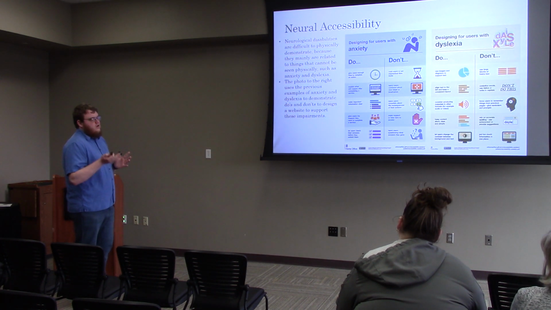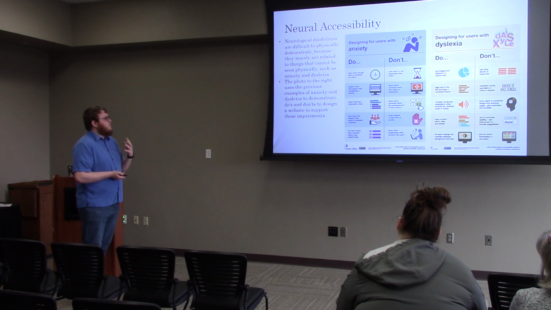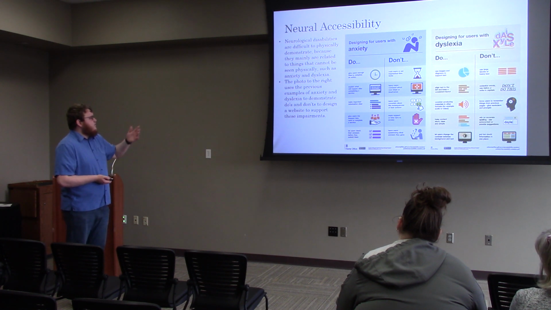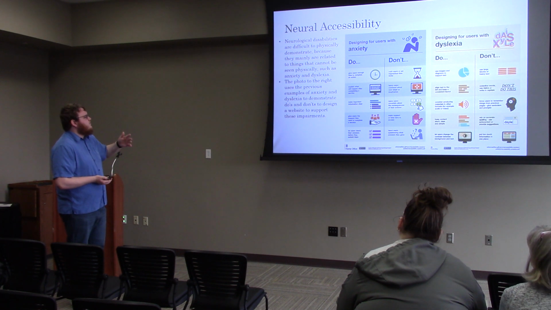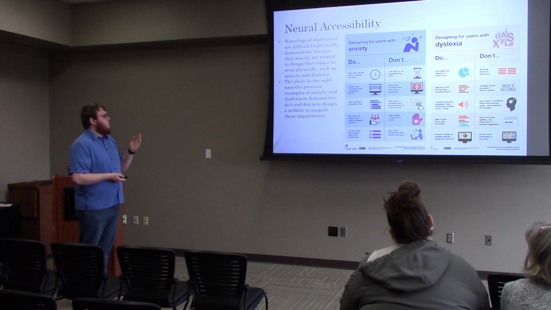Neural accessibility. Neurological accessibilities are kind of difficult to physically demonstrate because they're related to things that can't be seen by us, like anxiety and dyslexia. The photo to the right uses the previous examples of anxiety and dyslexia to demonstrate some do's and don'ts to design a website to support these impairments.